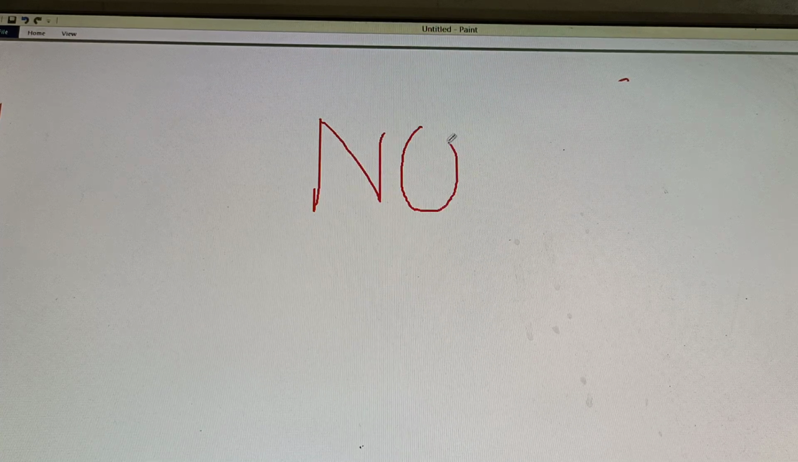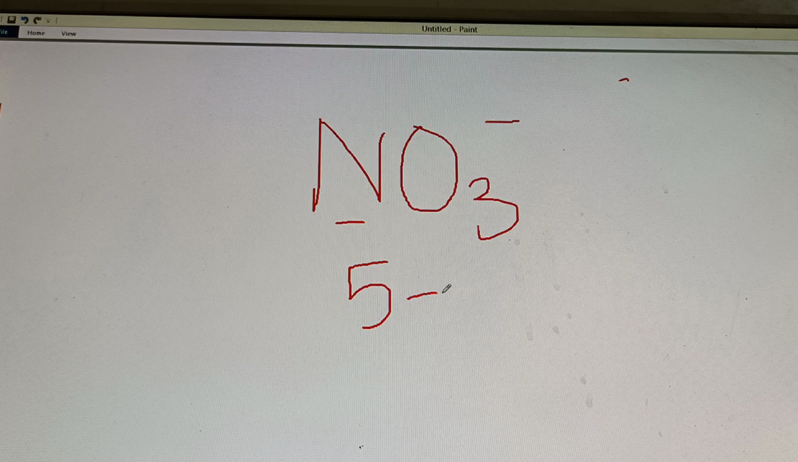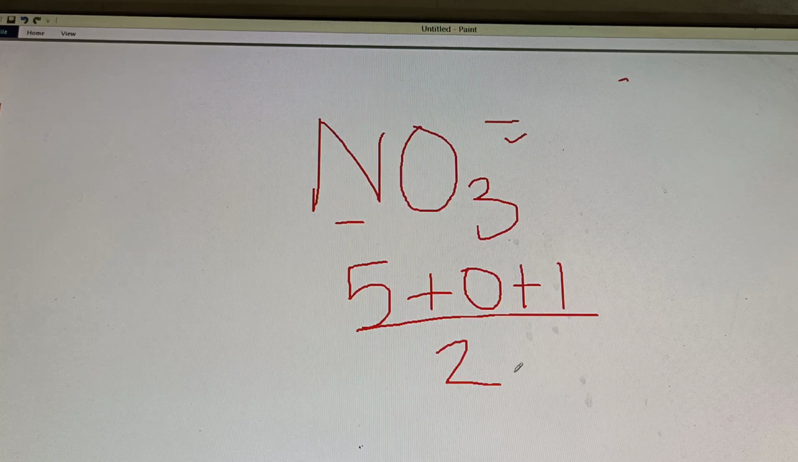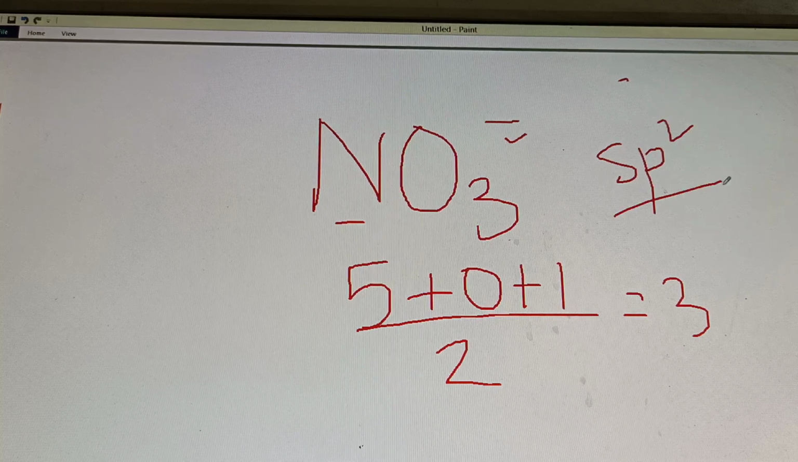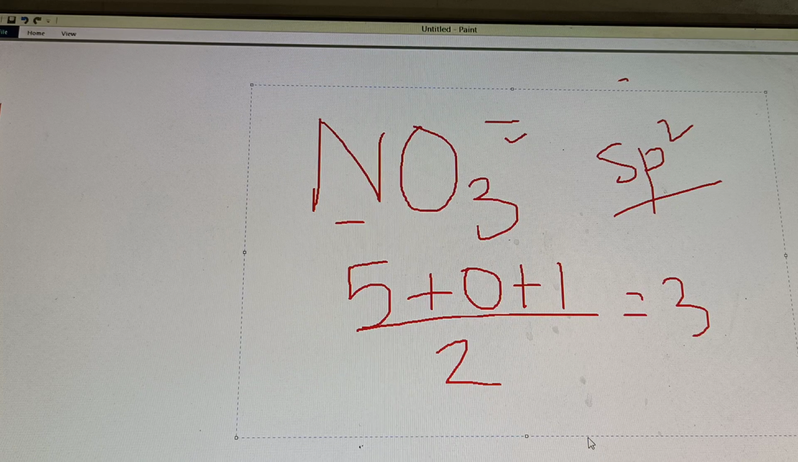Next, NO3 minus, the nitrate ion. Nitrogen, group 15, means 5 valence electrons, no monovalent atom attached, so 5 plus 0 plus 1, because this is a negative charge, divided by 2, that is equal to 3. 3 means sp2. sp2 means trigonal planar molecule. Trigonal planar molecule. Clear?